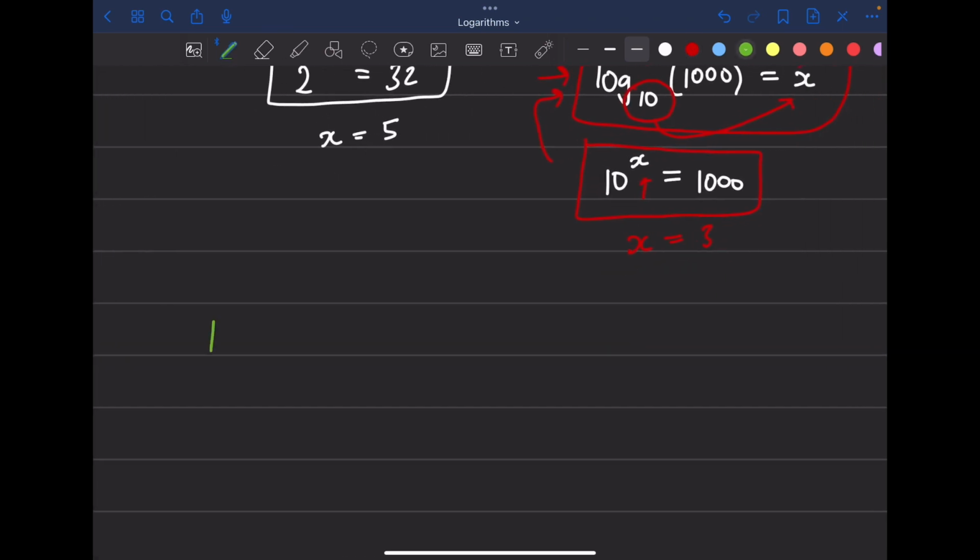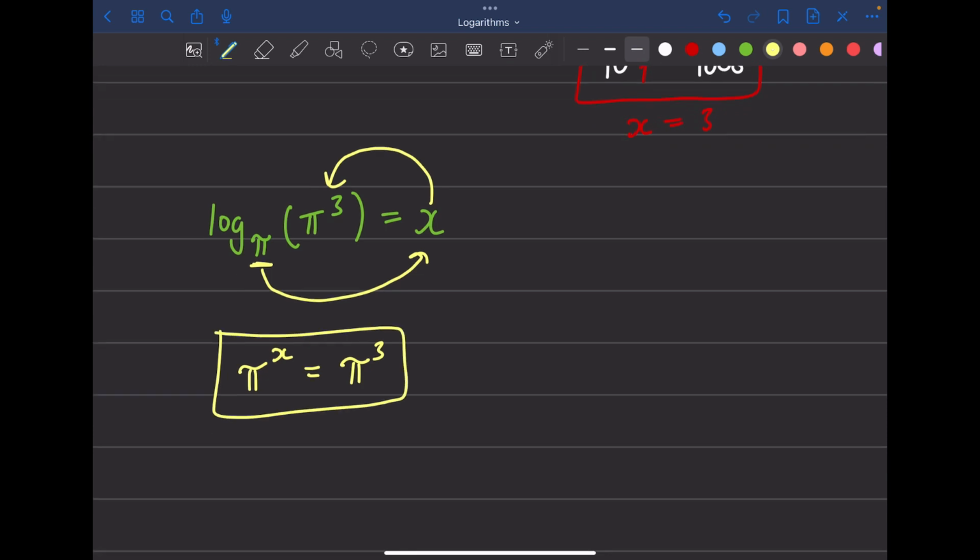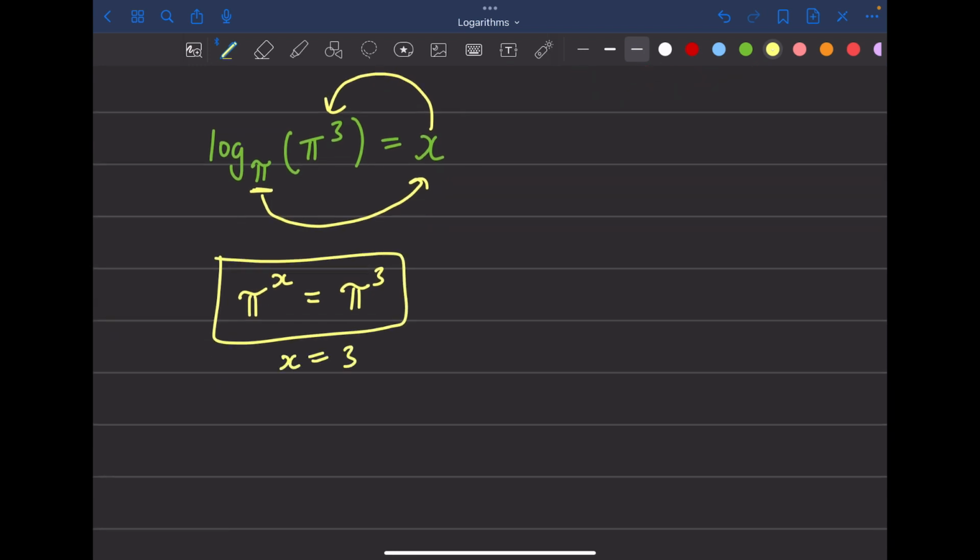Okay, let's do one more example. What is logarithm base pi of pi to the power of 3? Once again, this is going to be x, some exponent that we do not know. But then let's rewrite this in some other way. Let's remember the loop, which I already mentioned. So pi to the power of x is equal to pi to the power of 3. By looking at this, can you tell what x is? Yes, pretty simple. x is equal to 3. Once again, this is quite easy because you rearrange it and then this makes it super easy.